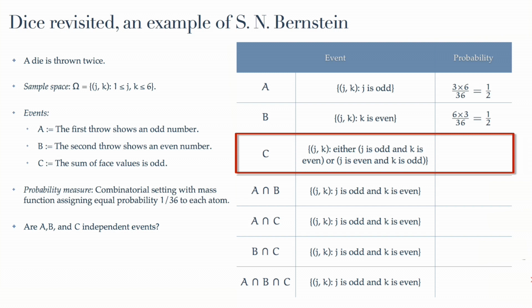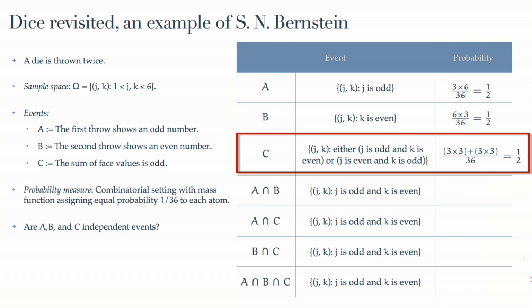J could be even and K odd, or J could be odd and K even. What are the chances of this happening? Well, J odd: there are 3 ways of J being odd, 1, 3, or 5. K even: there are 3 ways of K being even, 2, 4, or 6. And therefore, there are 3 times 3, or 9 ways for J being odd and K being even.